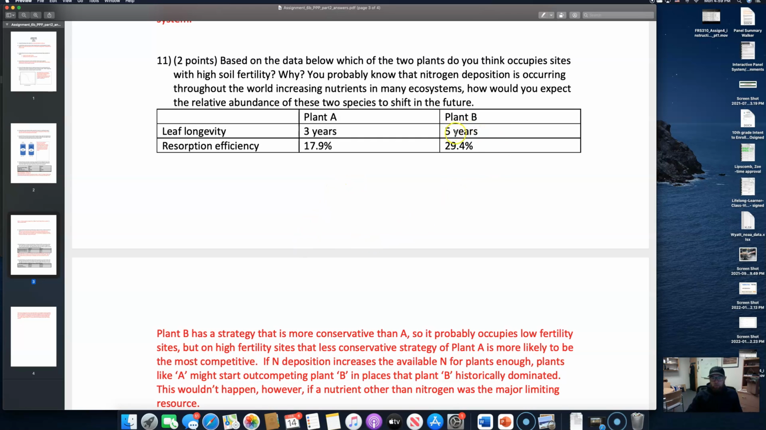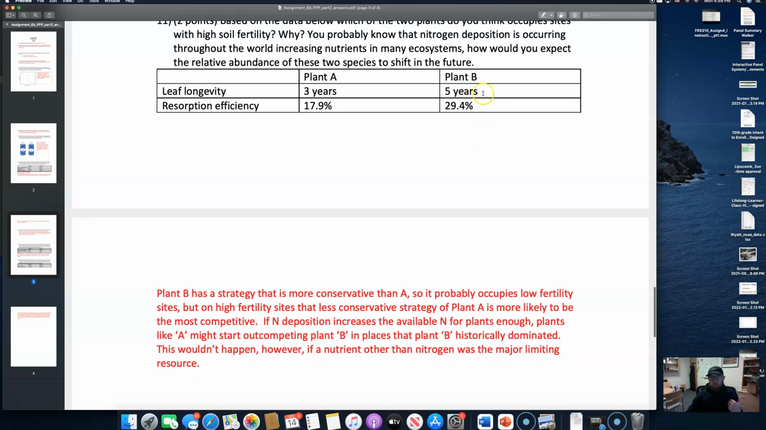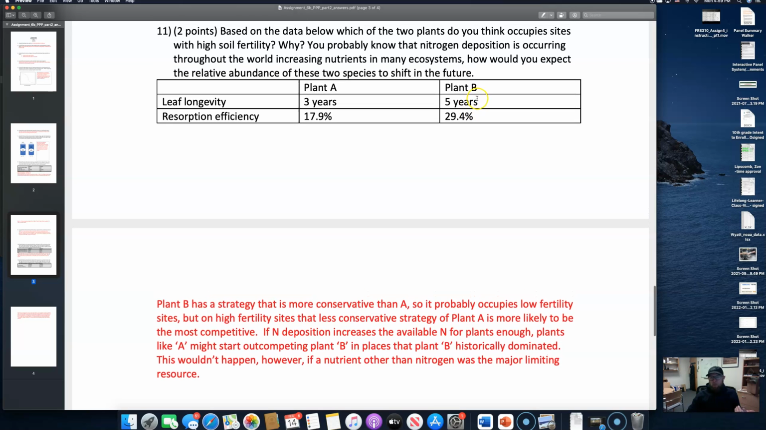So plant B clearly has a more conservative nutrient use strategy, and we can tell that by both how long it holds on to its leaves and how efficiently it resorbs nutrients from its leaves before they're senesced. It's able to extract a lot more of the nitrogen before it drops its leaves, plus it keeps its leaves for 2 extra years. We would also expect this plant to have higher LMA values so that those leaves could last for a full 5 years versus 3 years.